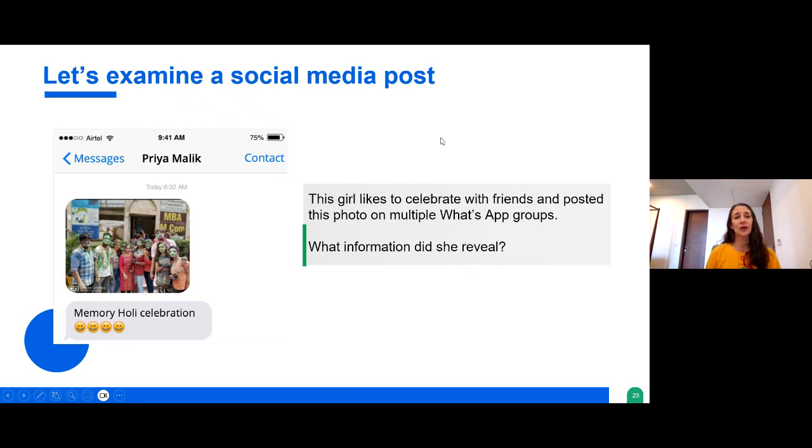So I'm going to show you an example of a social media post. This is through a messaging app, and here's a post that was sent to many different WhatsApp groups. What I would like to know is, what kind of information is this particular person sharing, either knowingly or unknowingly, by posting this photo and this quote here? Let me know in the comments what you think this person is sharing, what kind of footprint this person is leaving. You can just type it in.